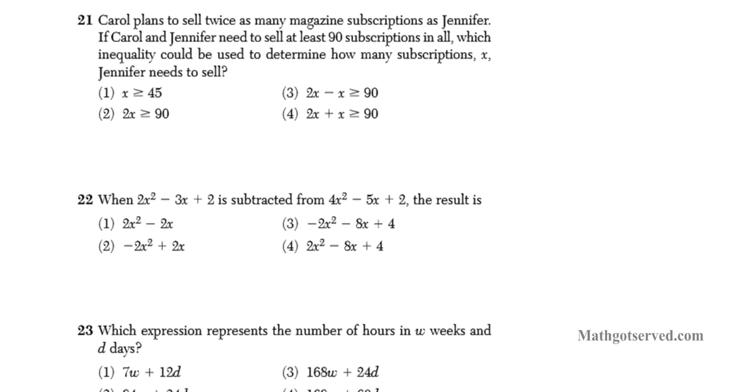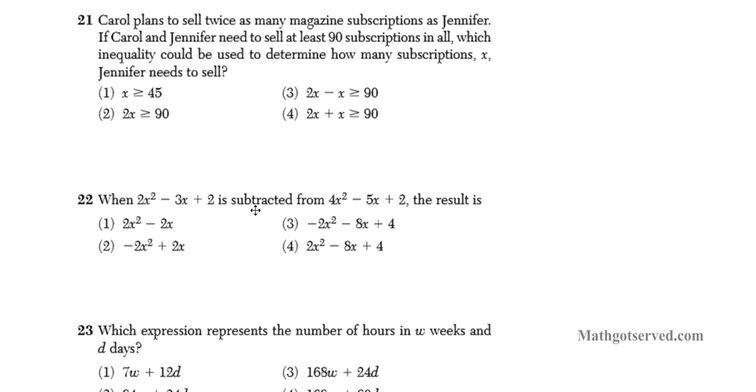All right, let's take a look at question number 21. It says, Carol plans to sell twice as many magazine subscriptions as Jennifer. If Carol and Jennifer need to sell at least 90 subscriptions in all, which inequality could be used to determine how many subscriptions X Jennifer needs to sell?